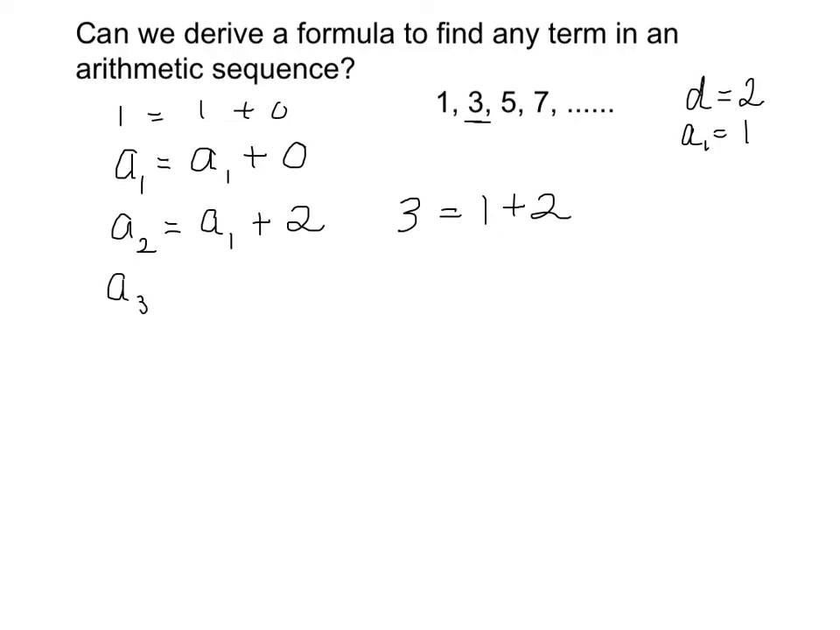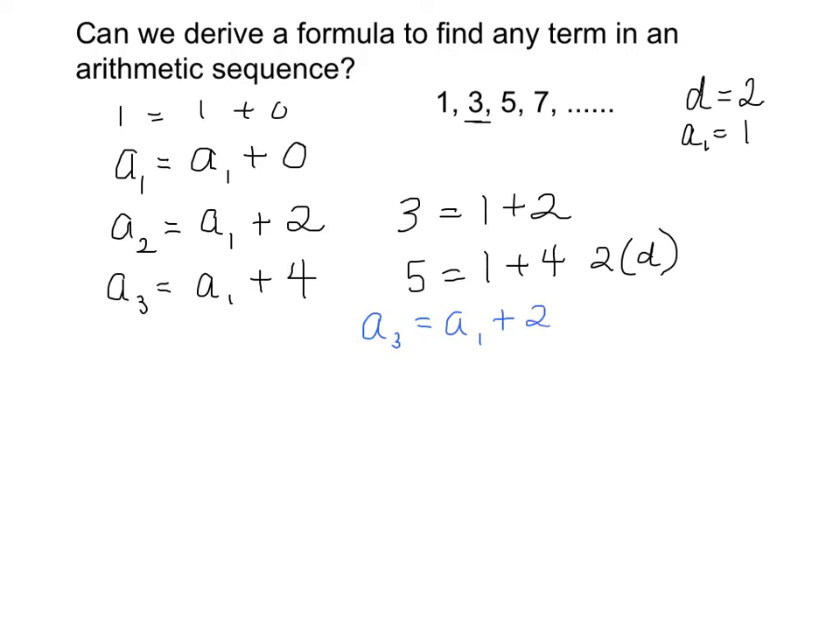Okay, the third term is equal to the first term plus what? Well, the third term is 5, right? And it's going to be equal to 1 plus 4, or 2 times the common difference. Another way to write that would be a sub 3 is equal to a sub 1 plus 2 times the difference, like this.